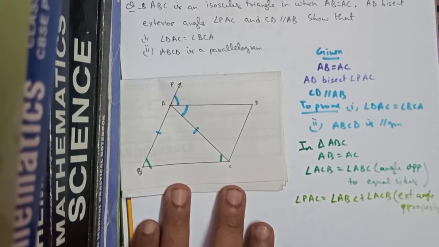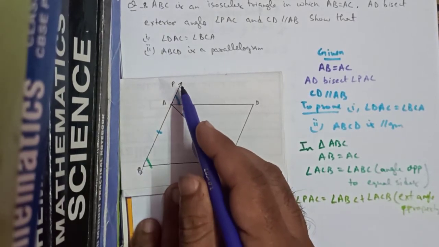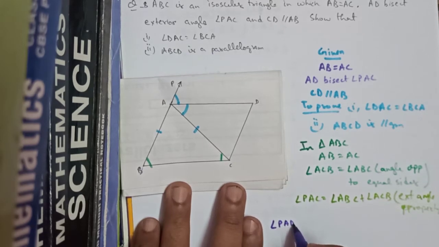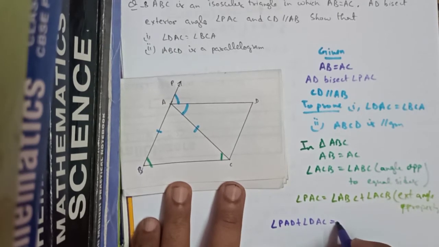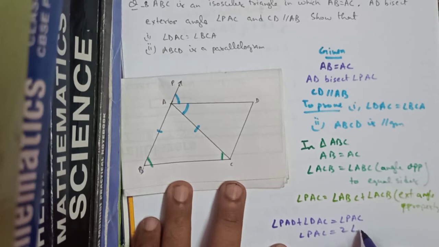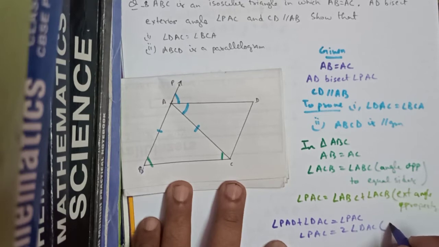Angle PAC can be written as angle DAC plus angle PAD. So we can write angle PAD plus angle DAC is equal to angle PAC. So angle PAC can also be written as 2 times angle DAC, because angle PAD and angle DAC are equal.